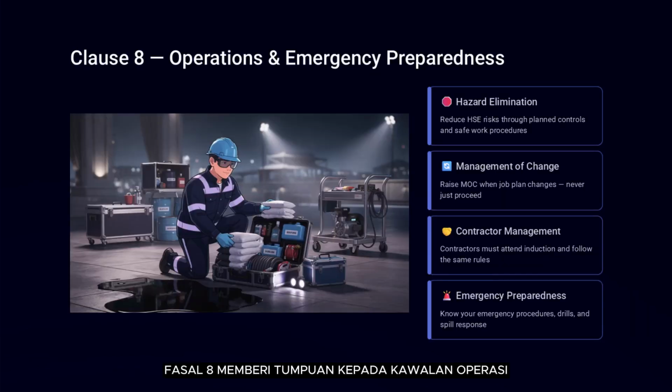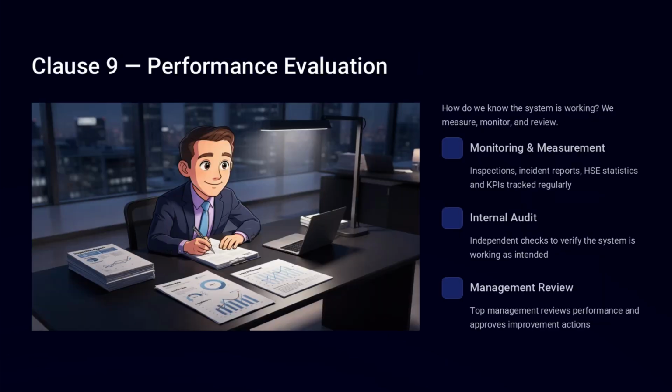Clause 8 focuses on operational control and emergency preparedness. Work activities must follow approved procedures and risk control measures. If changes occur to job plans, a management of change process must be initiated. Contractors must also follow the same safety and environmental requirements as employees. Workers must understand emergency procedures, including spill response and evacuation procedures.